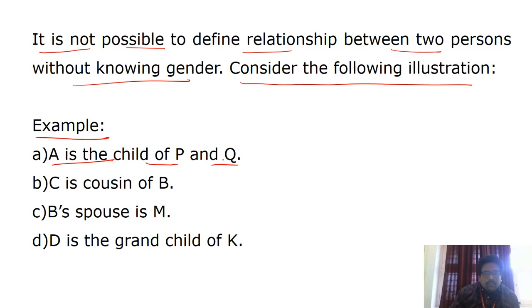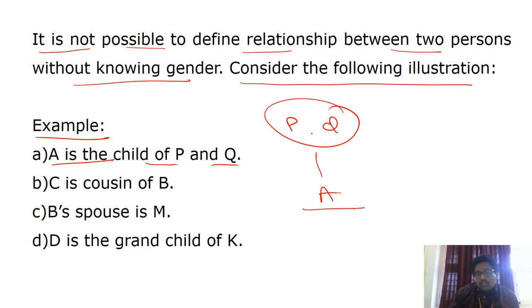Yes, is it P or Q? I don't know. A is a son or daughter. Even that is not clear. Only thing clear is P and Q are a couple and they have a child called A. That's it. Is A a male or female child? We don't know. Who is husband and who is wife among P and Q is also not known. So that is one example that doesn't give any clarity on gender.